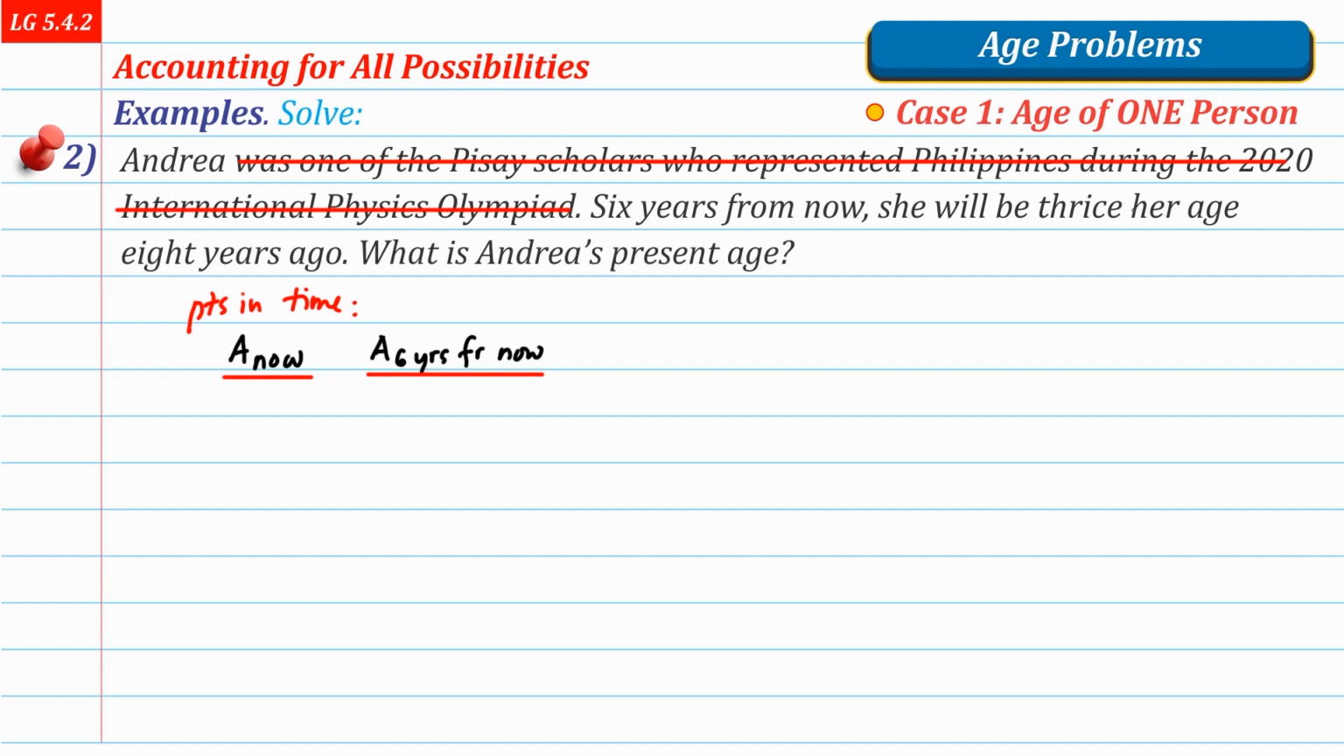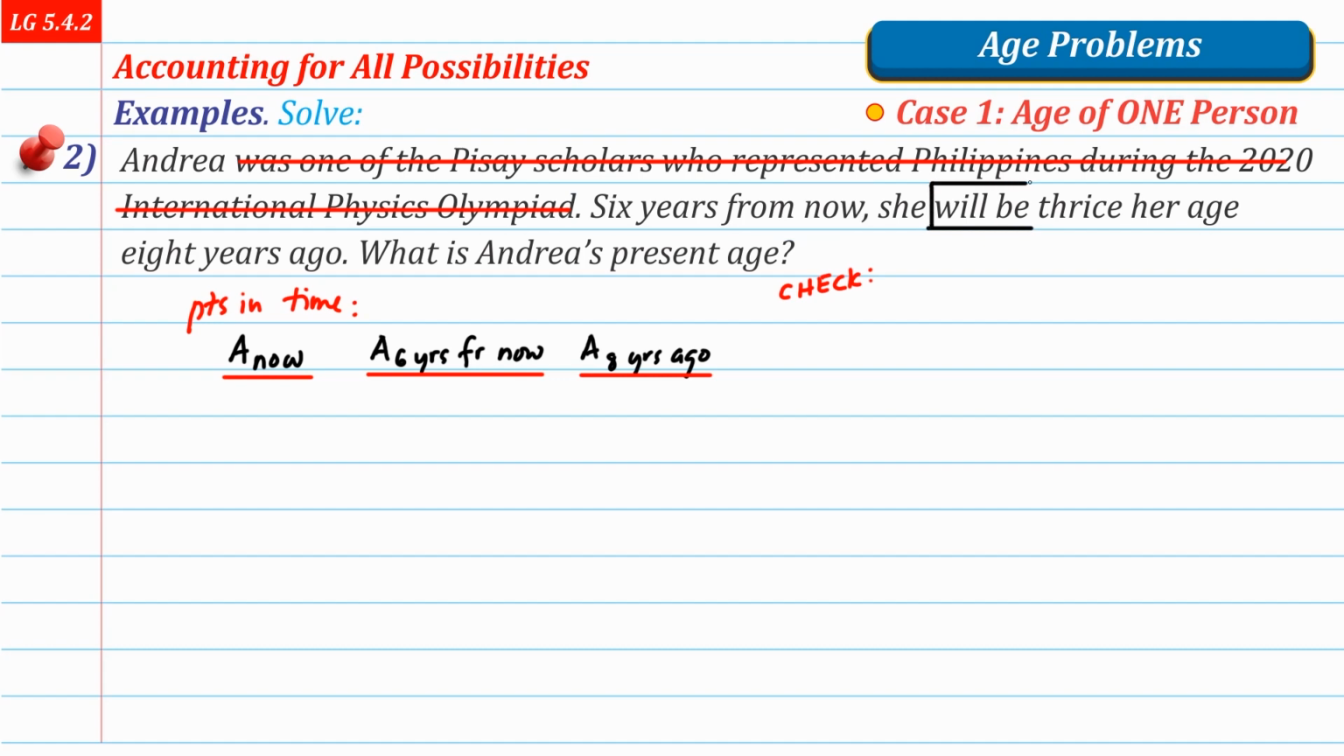Meron pa. Thrice her age. Meron ka pang 8 years ago. Ang lupit naman nito, sir. 8 years ago. Okay. Now, teka. This is just the first condition. Ano ang i-check mo pa? 6 years from now, she will be thrice her age 8 years ago. Huwag magpanik. Dahan-dahan natin. 6 years from now, she will be.